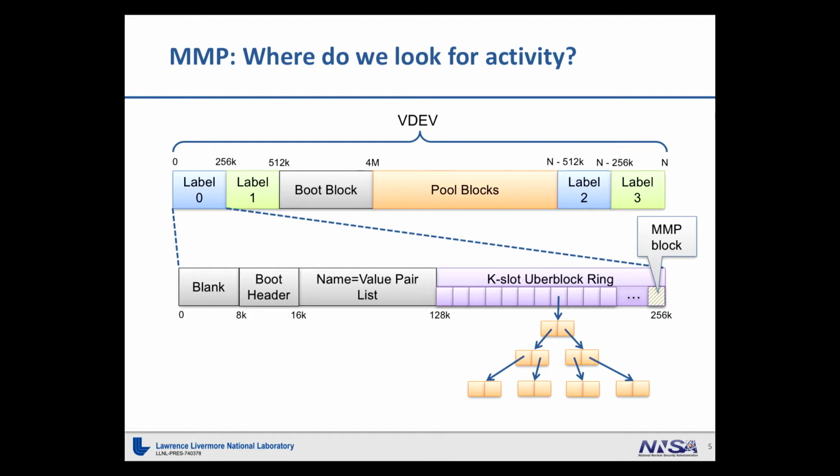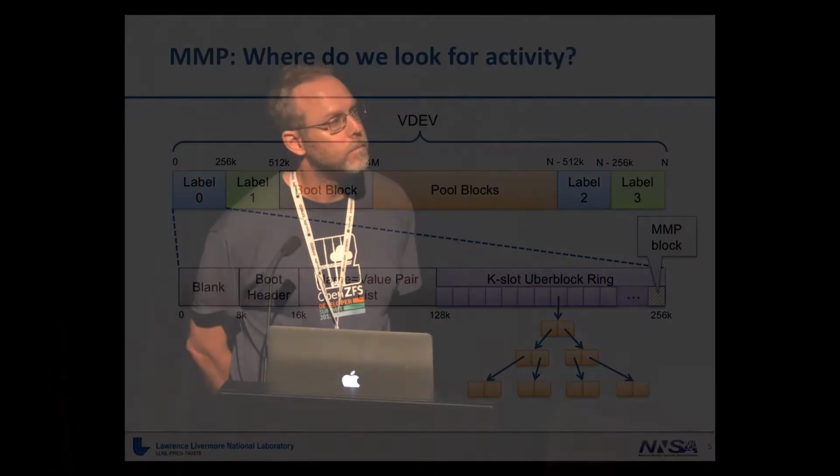One of the issues that comes up with that is, well, okay, what if there's no activity in the pool? If it's quiet, Uber blocks don't get written. And what's more, they get written on devices where there's dirty data, typically. So you need something that you can count on even in those circumstances.